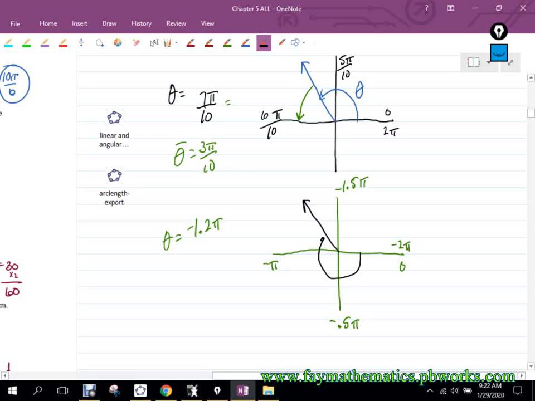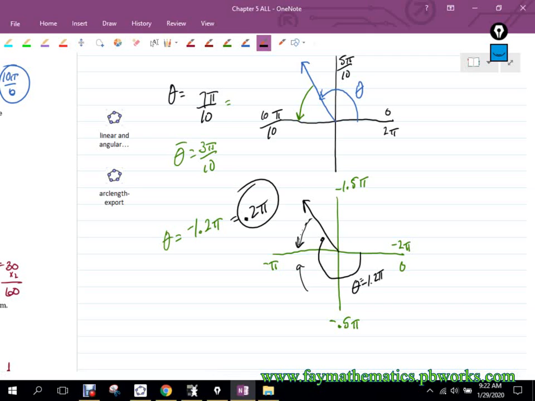So if that's negative 1.2 pi, how far do you need to go back to get to negative pi? How big is it? We need to retract 0.2 pi. It's not going to be negative 0.2? No, your theta bar is always positive. No matter what direction you're moving, going back to the x-axis, your reference angle is always positive.